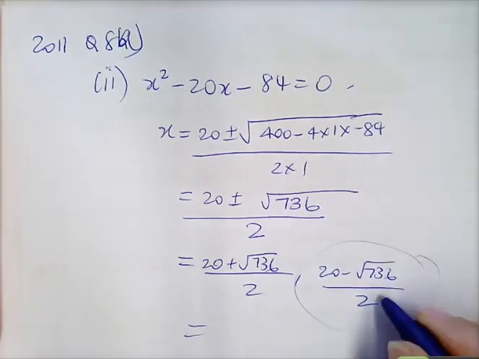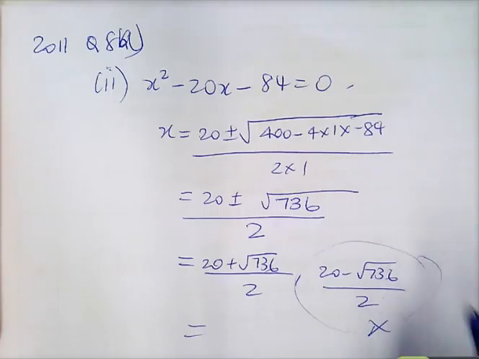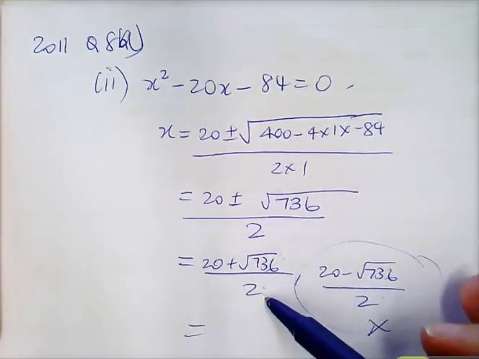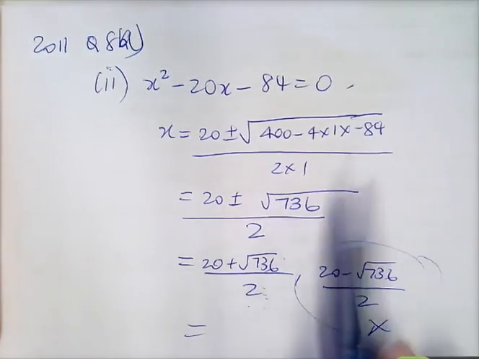One of these is going to be a negative answer, so you would ignore that. Not sure what they mean by the acute angle in regard to these. I just think they mean the positive answer. So whatever that's equal to should be your answer.